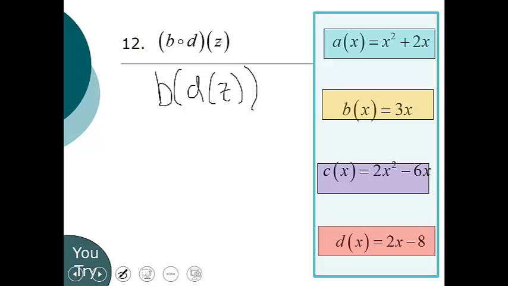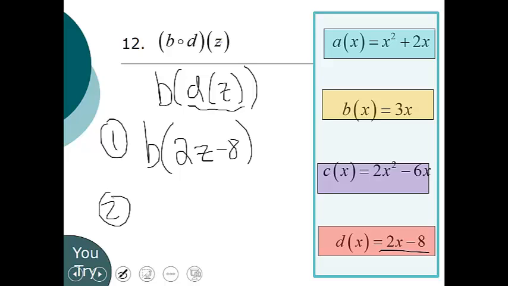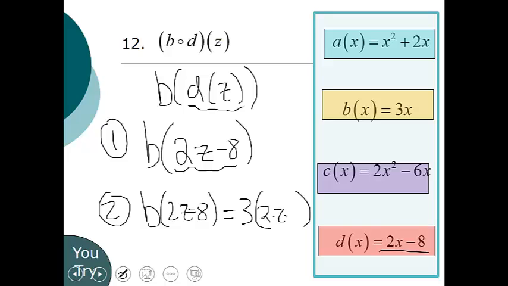So what I'm doing is I'm using d of z, which is 2x minus 8. So that means I'm going to plug in z for my x value. And now, that's the first step. The second step is to take this value and plug it in for every value of x that I see for b. So b of 2z minus 8 equals 3 times my place value holder, which is 2z minus 8. Distributive property, we got 6z minus 24, and we are done.